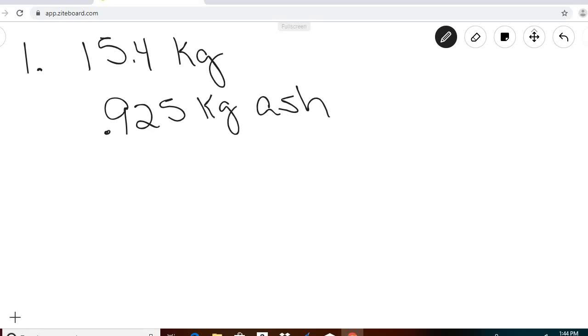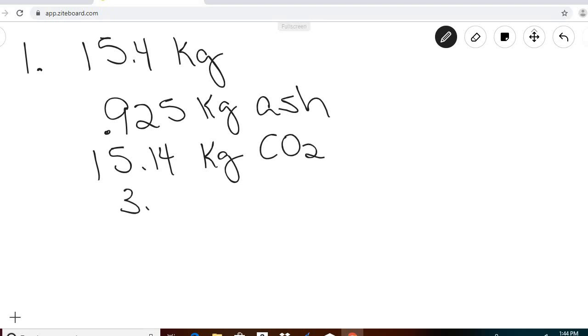0.925 kilograms of ash. And then the carbon dioxide is 15.14 kilograms. So this is CO2, carbon dioxide. And water is 3.12 kilograms. Okay, so this is water, H2O.